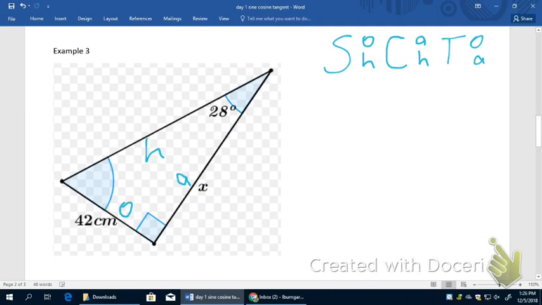Now that I've got that labeled, I see that there's nothing on the hypotenuse, so I'm not going to be using hypotenuse. That means I won't be using sine or cosine, since both of those have an h in them for hypotenuse. I'm going to be using tangent on this problem. So tangent of my angle, which is 28 degrees, is equal to opposite over adjacent, so 42 divided by x.